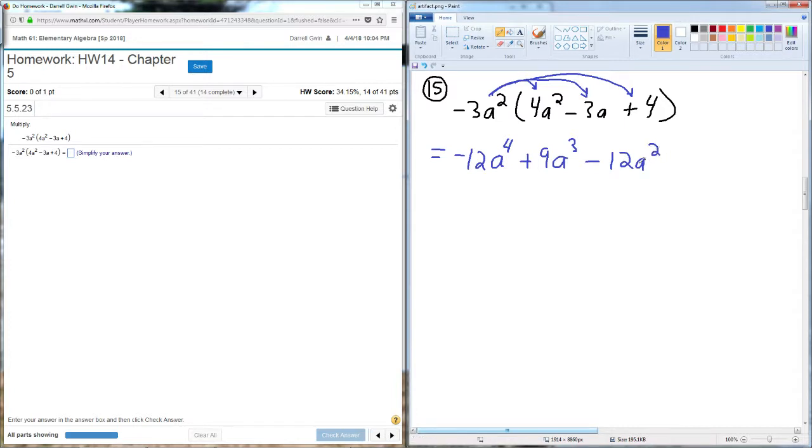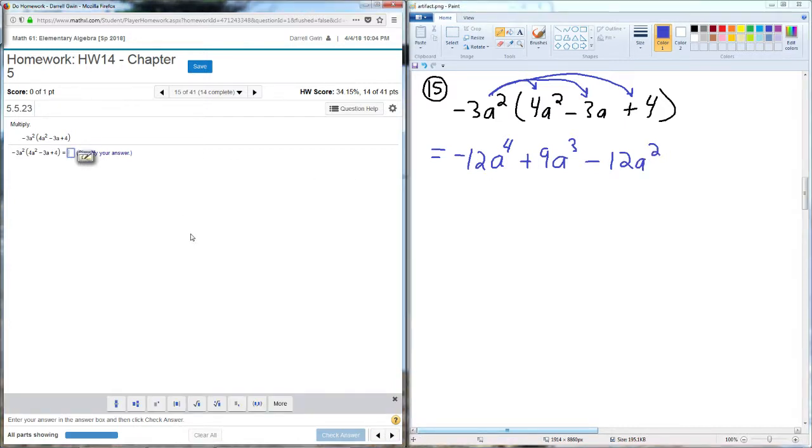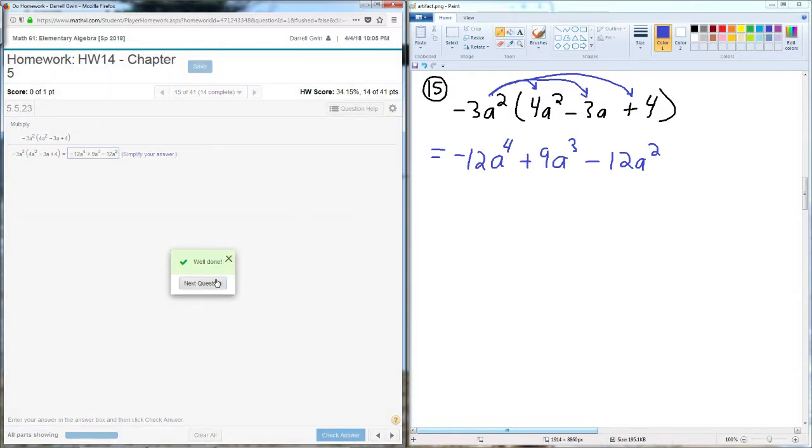We have a squared. Let's type in that answer. Negative 12a, and then shift 6 to get the up arrow. Type in the 4 to the power, plus 9a, shift 6, get up to the power, 3, right arrow, minus 12a, shift 6, get up in the power, 2. Enter. Well done.